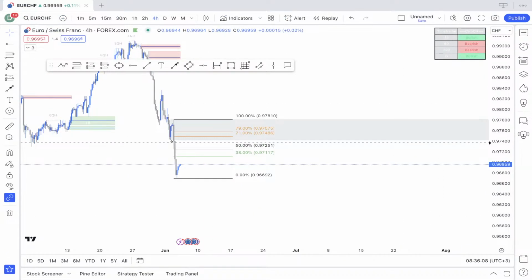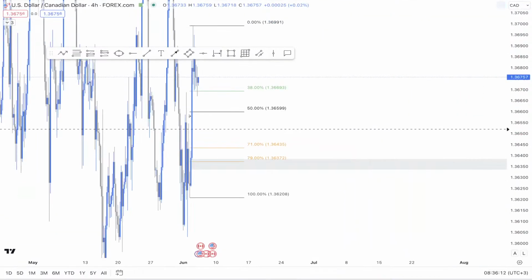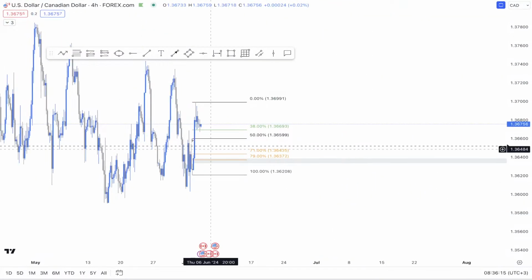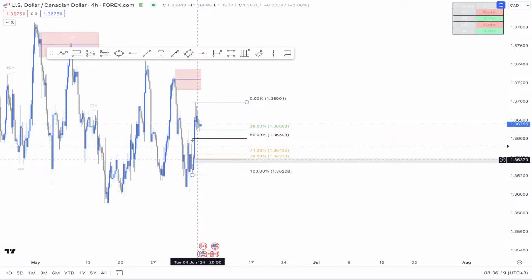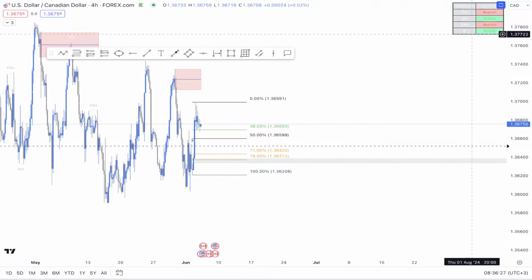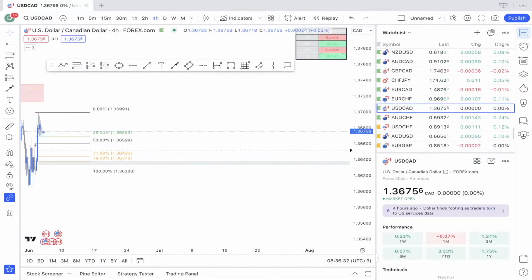On USD CAD, we have a bullish setup. We have an aggressive break right here, a fair value gap that is lining up with the point of interest. Pullback so far looks very, very corrective, as we can see, which is great. And the daily is also bullish on the trader graph. So definitely a lot of confluences.